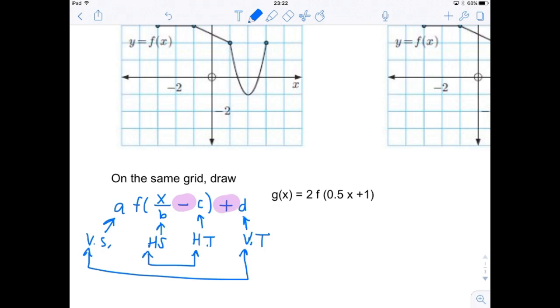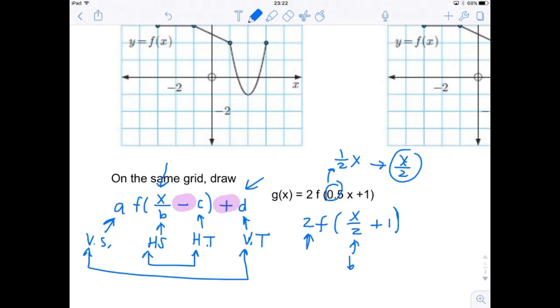First of all, our example is not exactly in this form. To make it in this form, I am going to change this 0.5x to 1/2 x. I can also write it as x divided by 2, and then it looks more like x over b. So I'm going to put x over 2 plus 1. Then I know that the b value is 2, the a value is 2, and the C value, which is the horizontal translation, is 1.